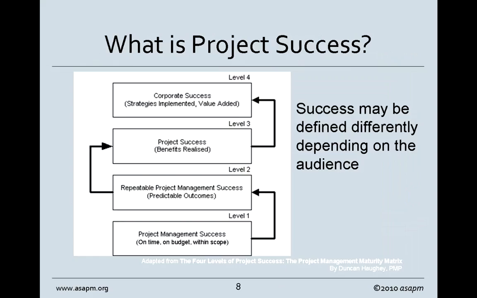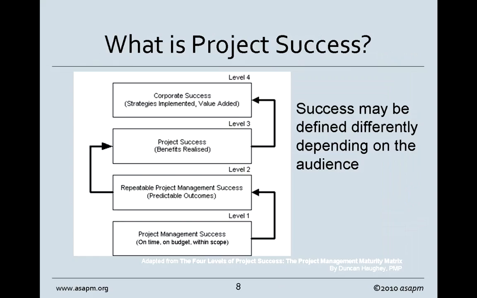So as you look at this model that was taken from Duncan Hoey, I think is how you pronounce his name, there are 4 levels here, right? There's bringing a project in on time, on budget, within scope. Then there's this idea of a maturity model, that is having predictable outcomes. Next level then, realizing benefits from the project. That is, actual business benefits are achieved through project success. And then finally, at the 4th level, strategies are implemented and value is added at the corporate level.